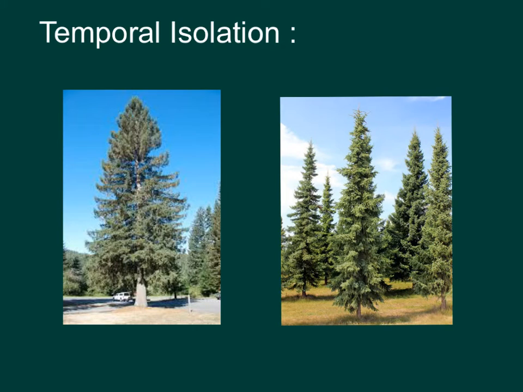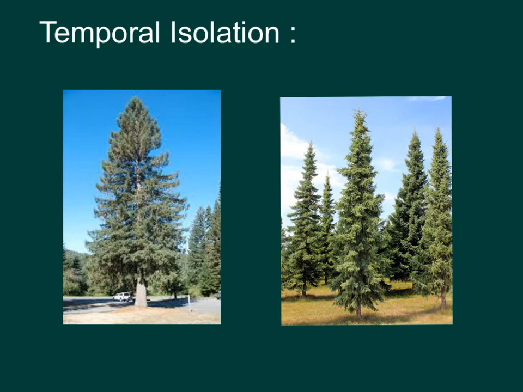Now, temporal isolation is a little harder to get your head around, but not much. Here we have two different types, and it very often happens in plants, but there are animal examples. But I'm going to use a plant example here. On the left, we have what's called a Sitka spruce. And over here is what we call a black spruce.